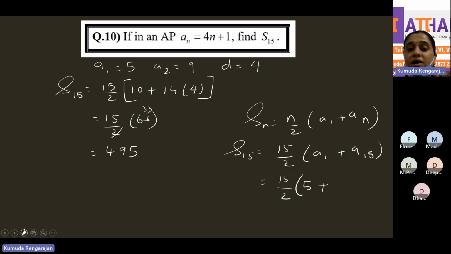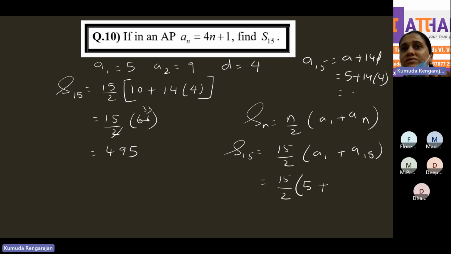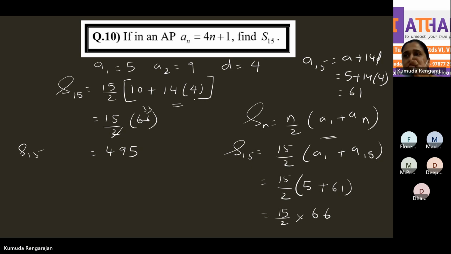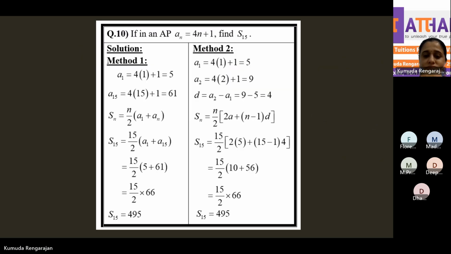One second. Yeah. So find A15, a plus 14d. So a is 5 plus 14 into 4. 56 plus 5, 61. So put that here, 61. So 15 by 2 into 66, what we got earlier. So to find S15, you can use this formula or this formula. Yeah, I have both the methods.